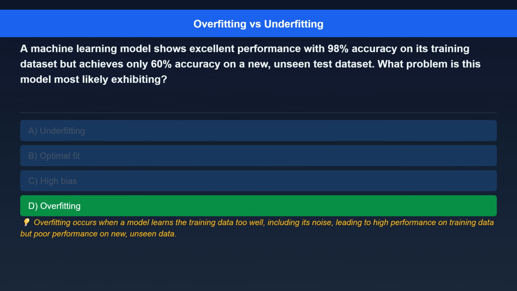The correct answer is overfitting. Here's the explanation. Overfitting occurs when a model learns the training data too well, including its noise, leading to high performance on training data, but poor performance on new, unseen data.